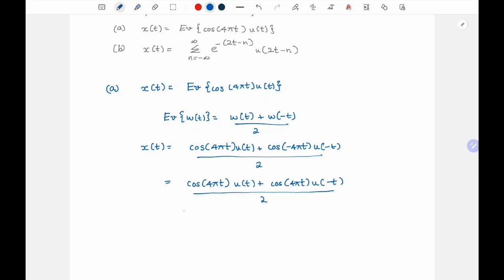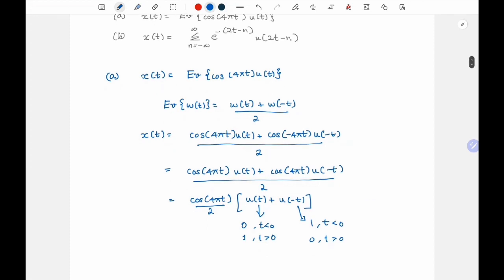by 2. And you can see the cos 4 pi t is actually common. Then you have the 1 by 2 also, you can take it out. So you have u of t plus u of minus t. So if you see, u of t is 0 for t less than 0 and 1 for t greater than 0. And u of minus t is 1 for t less than 0 and 0 for t greater than 0. Okay. So together what will it contribute? Yes, it will be 1 throughout for all t.